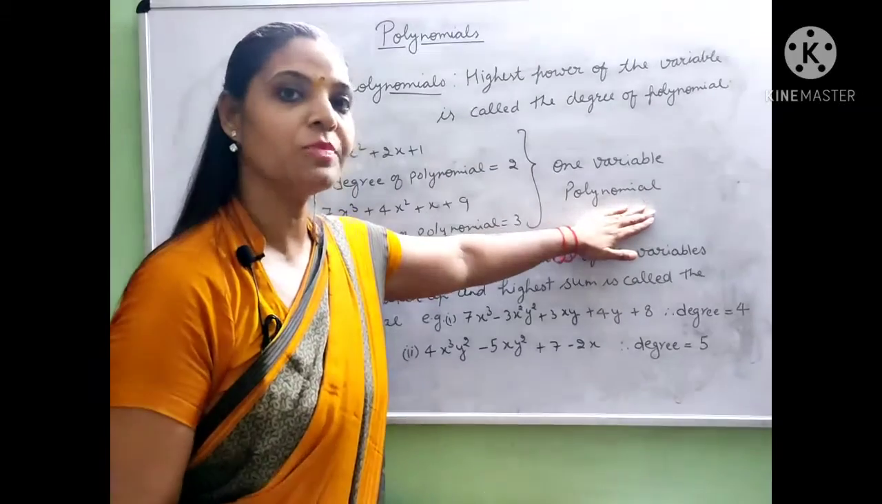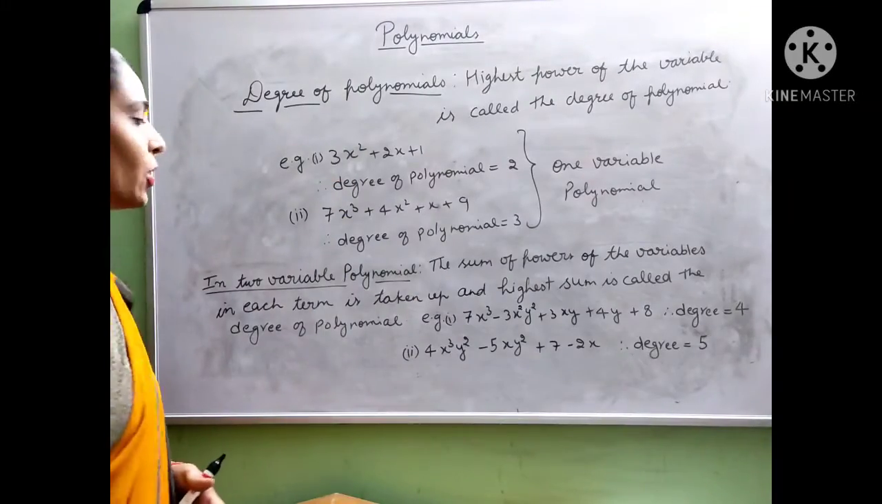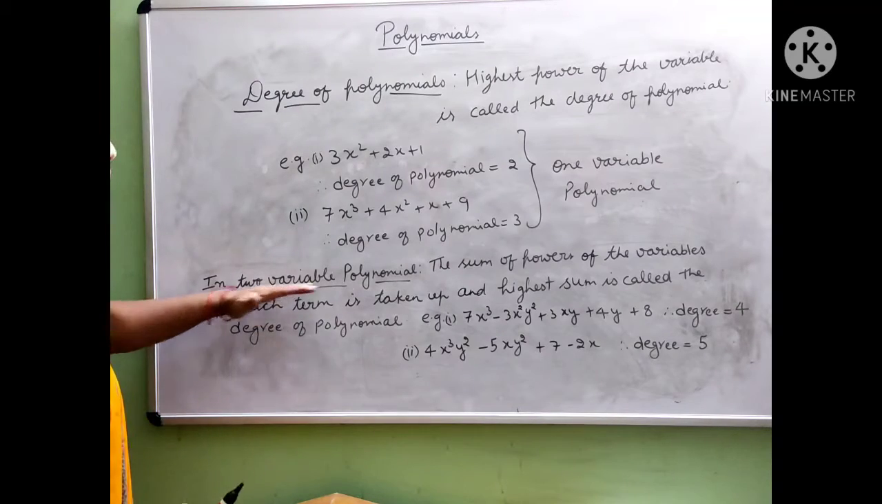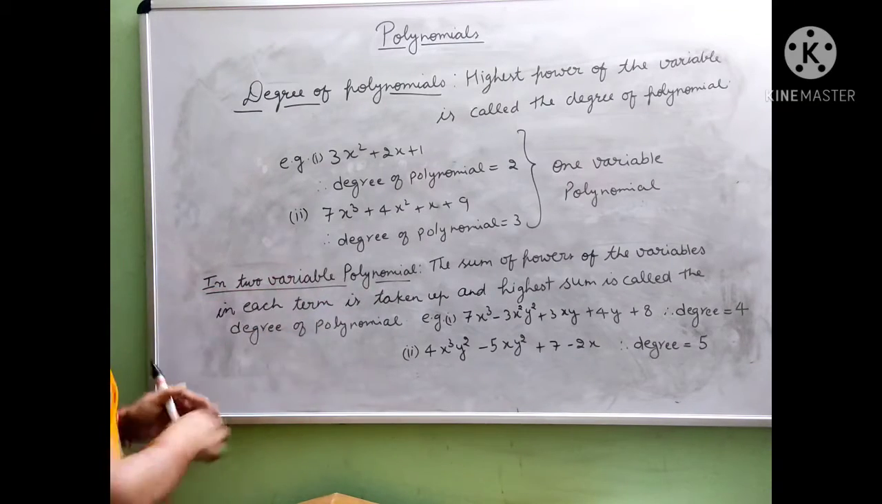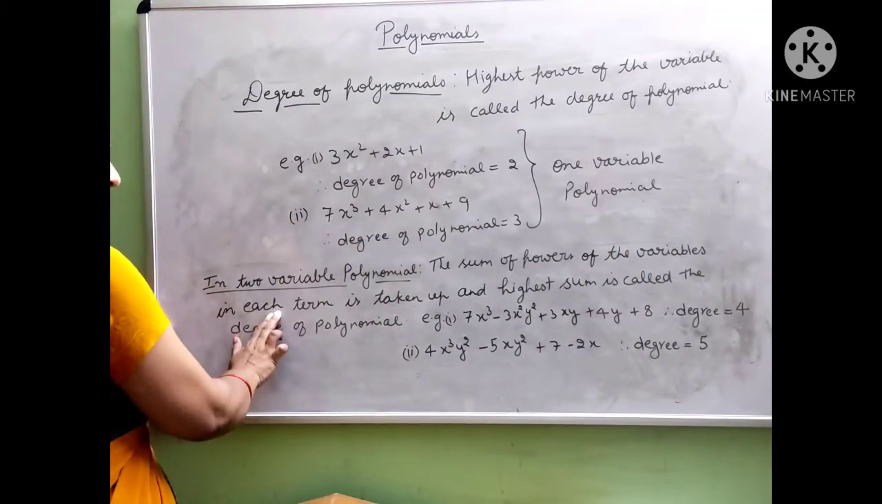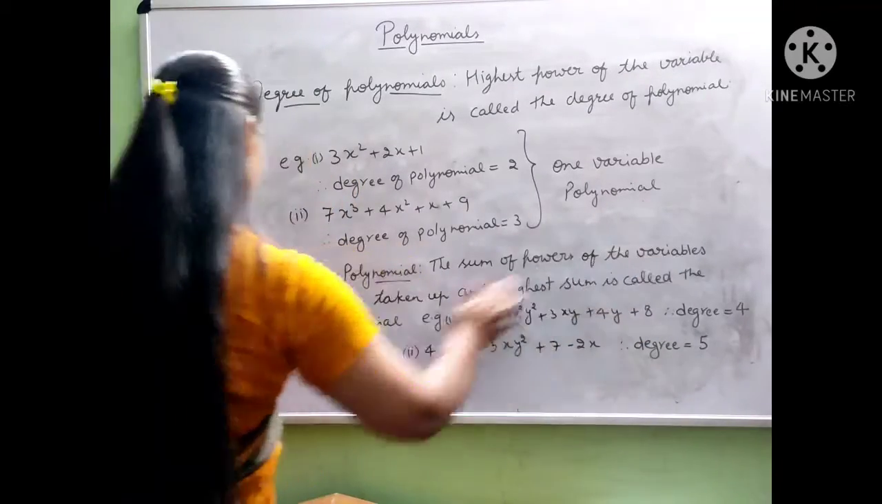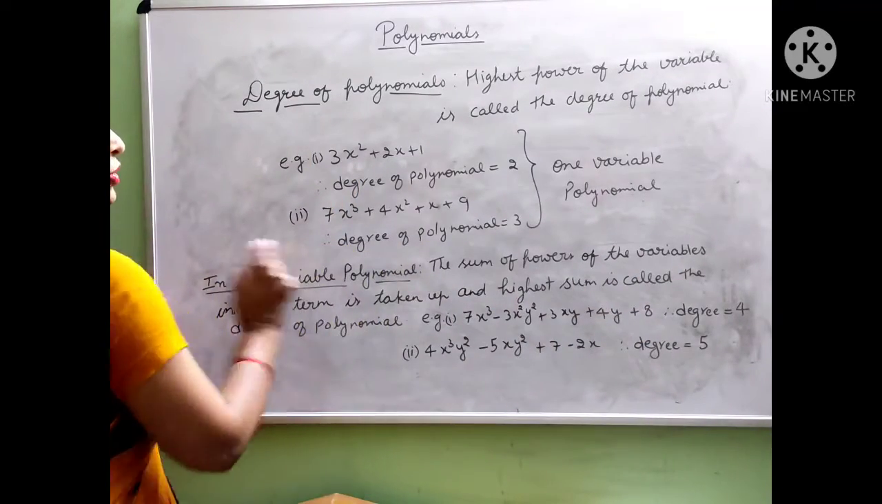Suppose we have a polynomial in two variables. How could we define its degree? In a two-variable polynomial, the sum of the powers of the variables in each term is taken, and the highest sum is called the degree of the polynomial.